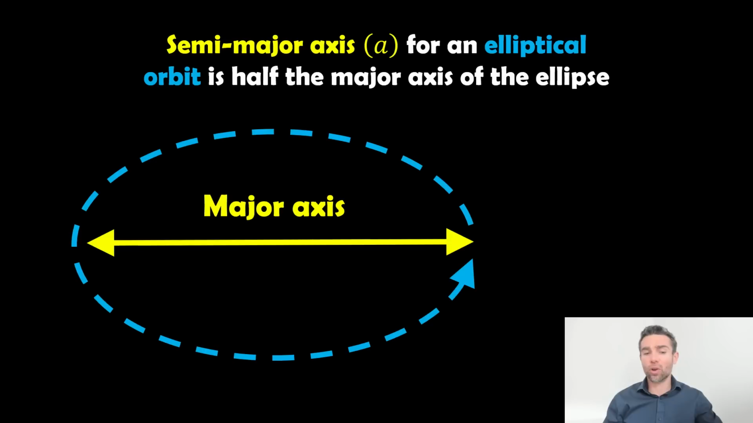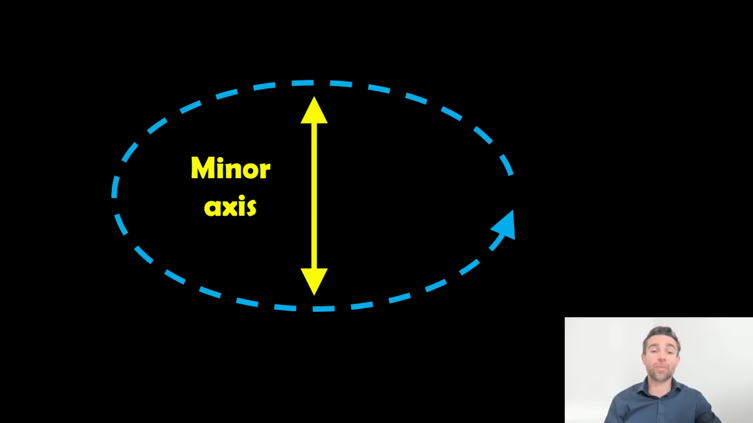If we have an elliptical orbit, elongated like this, which is a lot more extreme than the Earth's orbit actually is, though some planets do have very elliptical orbits, the major axis is the longest part of that ellipse. The semi-major axis is just half of that major axis, hence the name. It's denoted by the letter A. So if you come across that, that's what it means: half the major axis of the ellipse of the orbit.